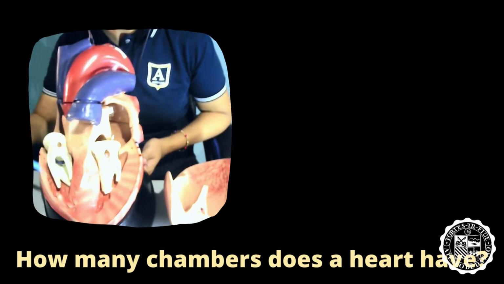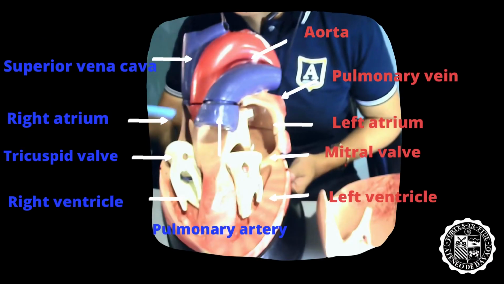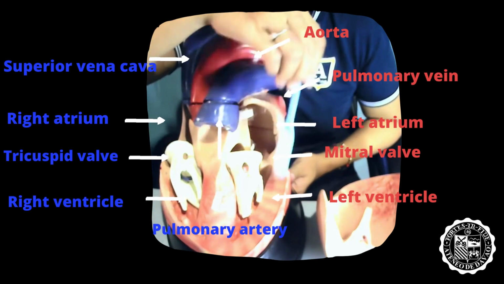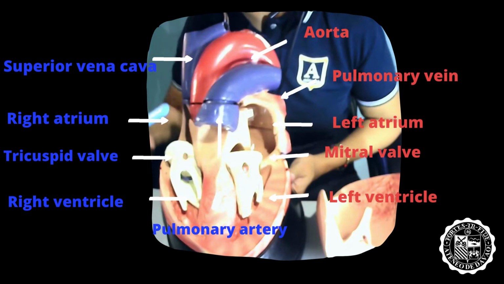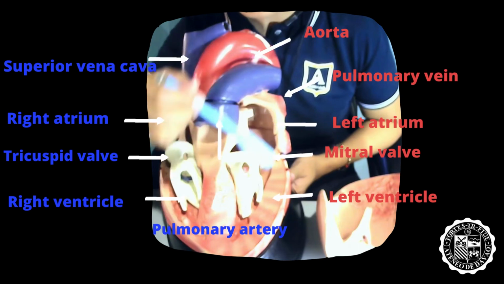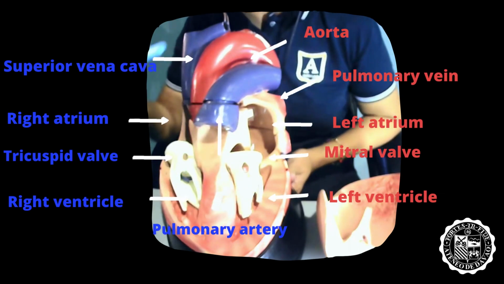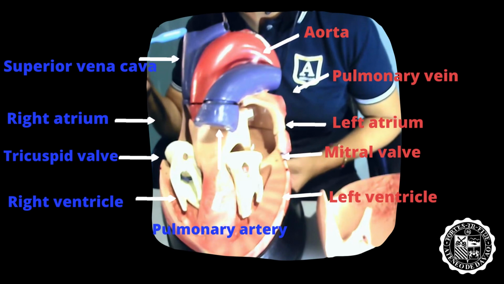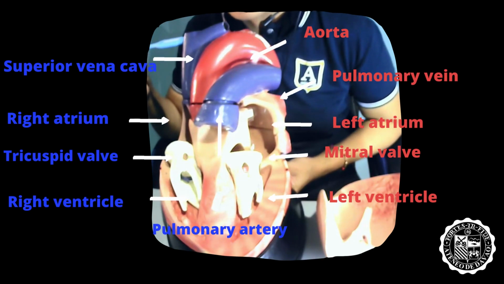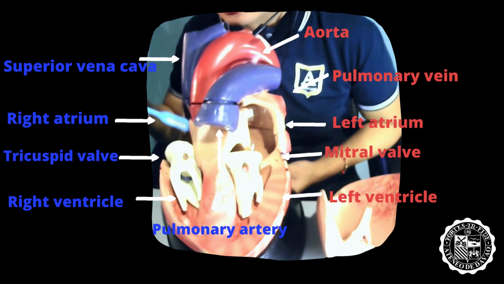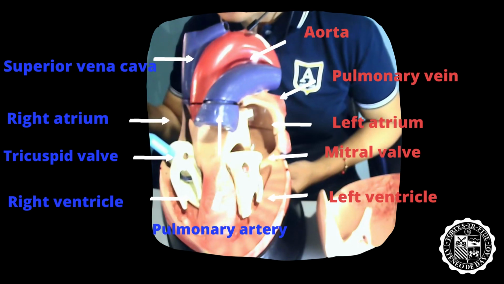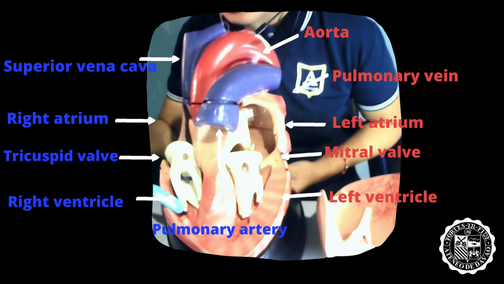Our heart has 4 chambers: right atrium, right ventricle, left atrium, left ventricle. The right side carries the deoxygenated blood and the left side carries oxygenated blood. Now this is the superior vena cava that collects the deoxygenated blood from the upper part of your body, and then it is collected by the right atrium, passes through the tricuspid valve and to the right ventricle.